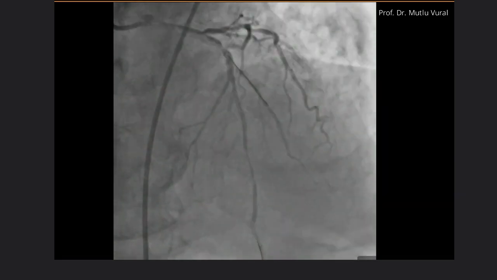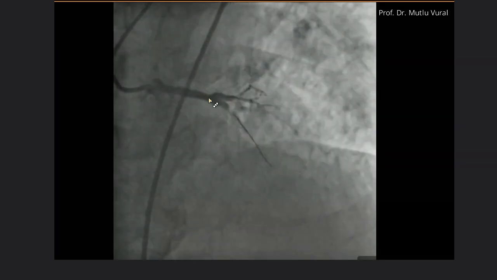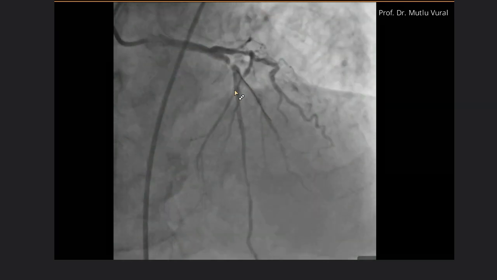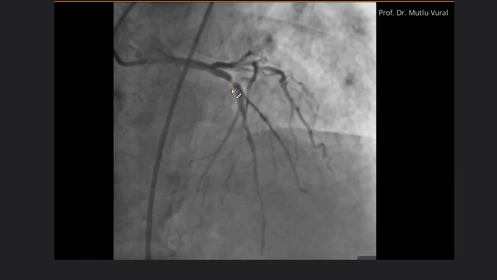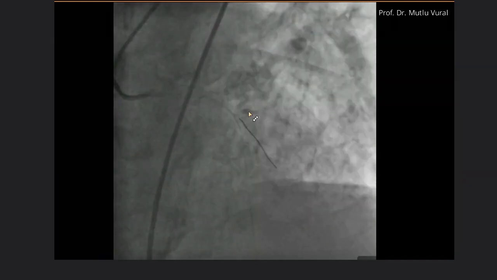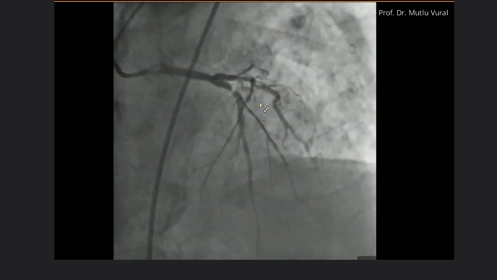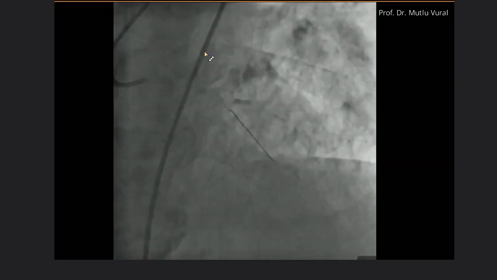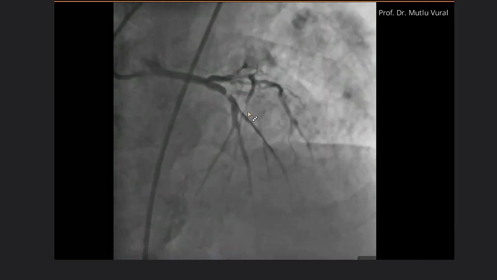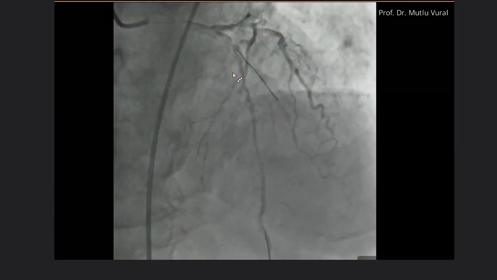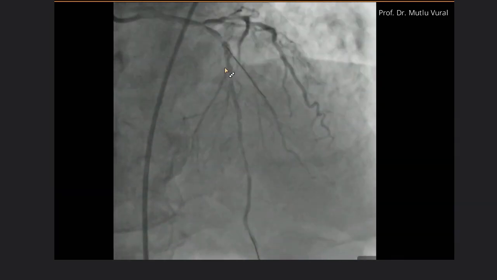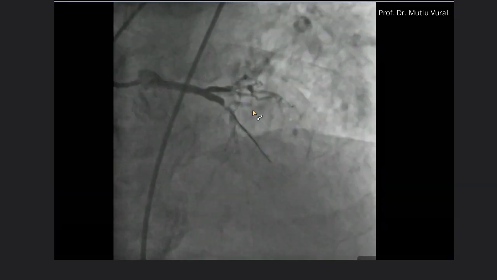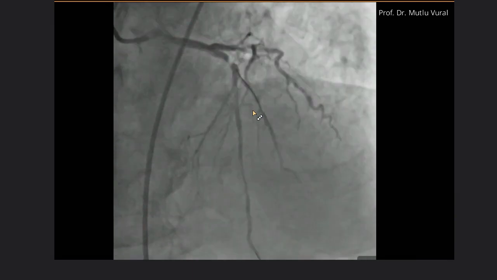After predilatation, reperfusion is achieved, but we realize that there is a big diagonal here, and the angle in the ostium is very wide. It will be difficult to wire this diagonal.